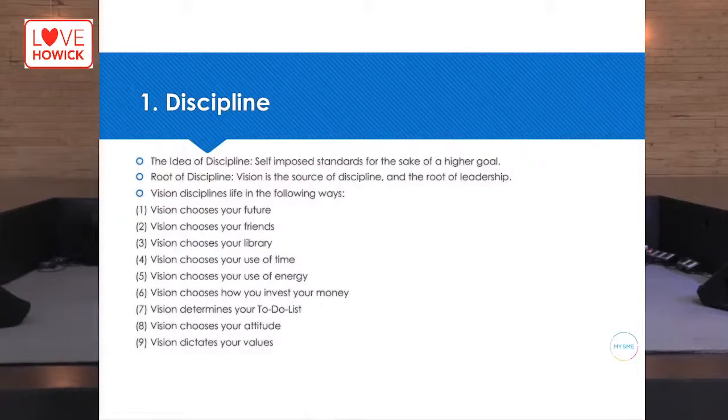You can't pay somebody to be creative on your behalf, right? Okay. So I've made it so easy that you don't really need to pay somebody. You just need to put in the effort. Okay, so self-imposed standards for the sake of our goal. Vision is the source of discipline and the root of leadership. And it's interesting, vision disciplines life in the following way. There's a couple of examples I want to mention over here. Vision chooses your future, your friends, your library, your use of time, use of energy, where you invest your money, your to-do list, your attitude, your values, etc.